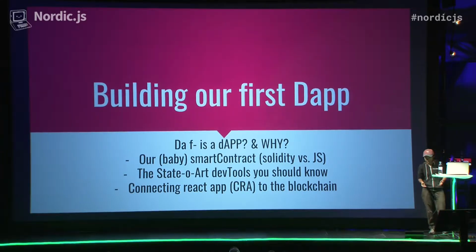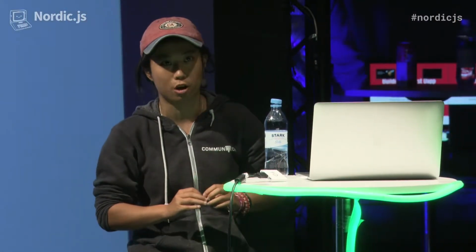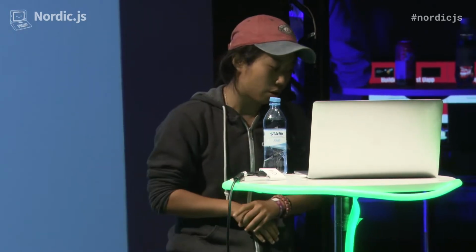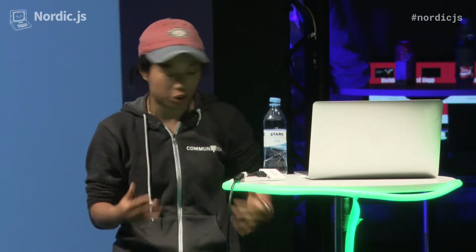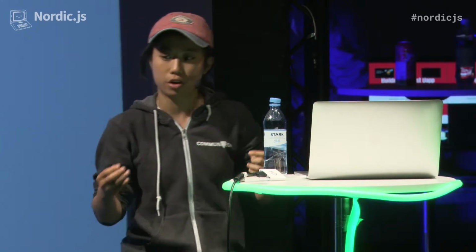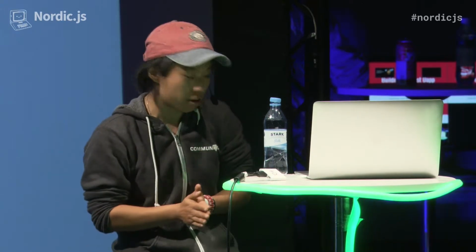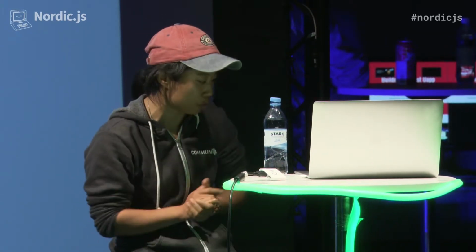So what I want to do today is help us together build our first D app. We're going to talk about what the F is a D app and why do we even care about it. And then I'm going to walk through a baby smart contract. It's like so tiny, but it demonstrates how you can do creation, a read, and also an update to a smart contract on the blockchain. And using that, I'll also tell you about the differences between Solidity, which is the Ethereum JavaScript-based programming language for smart contracts, and how that's a little bit different from normal JavaScript.